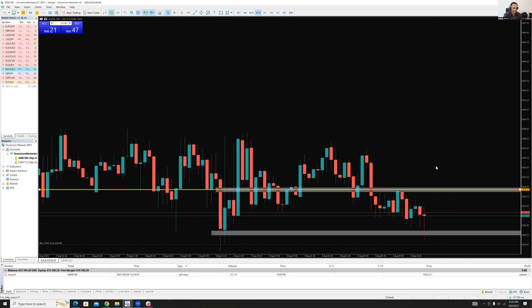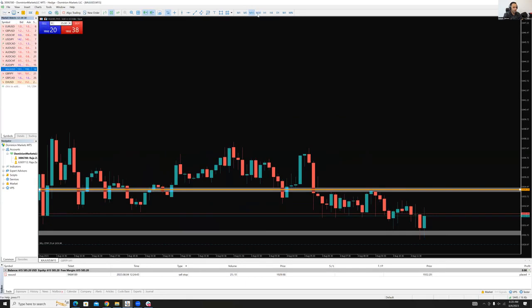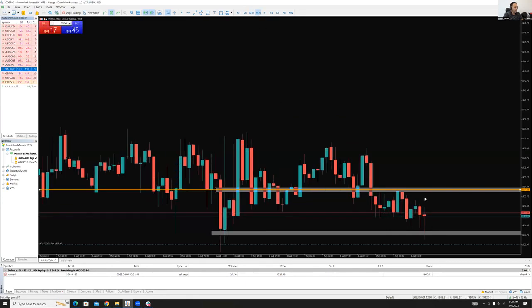So yeah, we got 2 minutes left over here. And as we move towards NFP, you can see the spreads are also going up over here now. The spreads are going up. Looking at the 15-minute, oh wow, we're still consolidating.